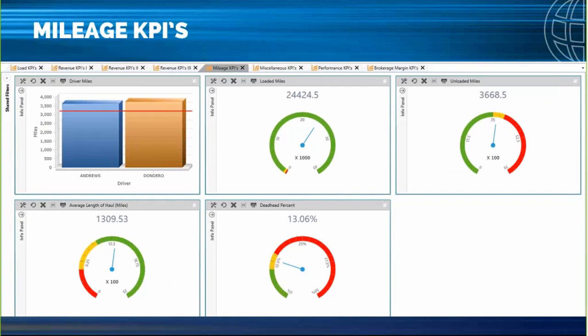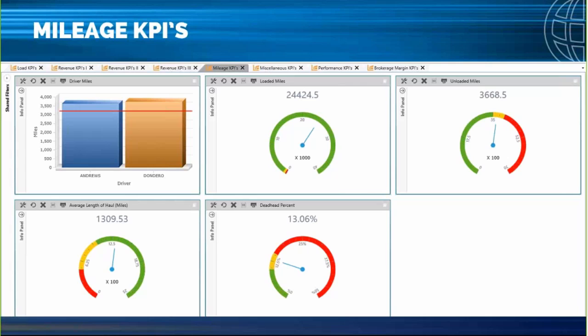Some of the mileage KPIs that come preloaded: driver miles. If drivers are being paid on a per mile basis, you may want to see, once again, all your drivers and see drivers that are above or below the line so that one driver isn't running a lot more miles than another driver and feeling that they're not getting their equal share.